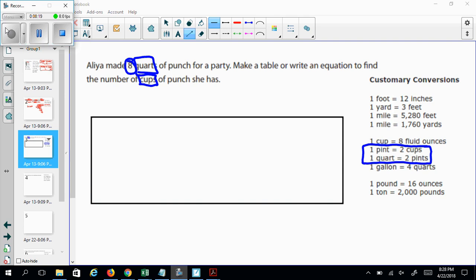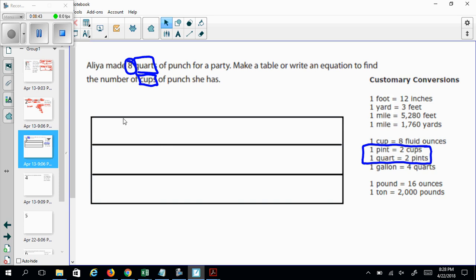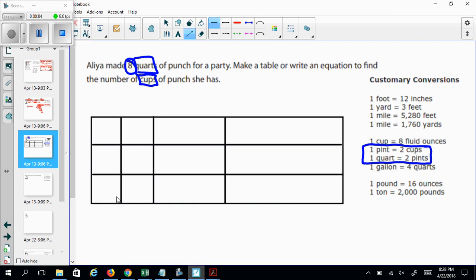Now, let's say that you wanted to do a table. We're still looking at 8 quarts going into cups. Since we're going from quarts to pints and then pints to cups, we're going to need 3 sections here. So 1, 2, 3. The first section is going to be however many quarts there are, and then however many cups that is. You have to cut this into 8 sections because there's 8 quarts. So I'm going to cut this in half here and half here. And then I'm going to make another one right here and another one there.